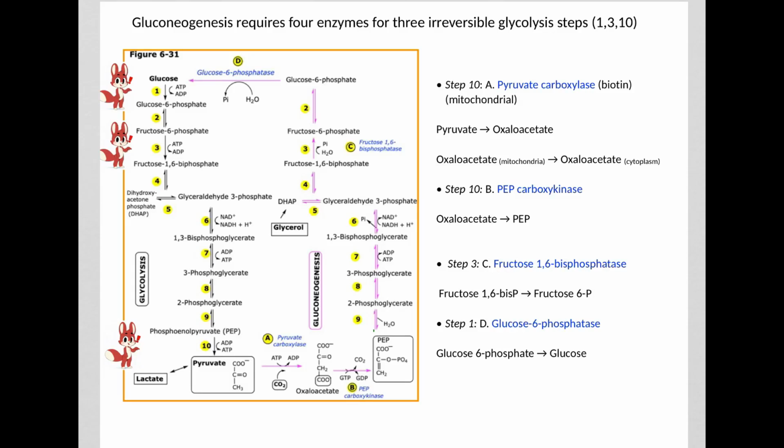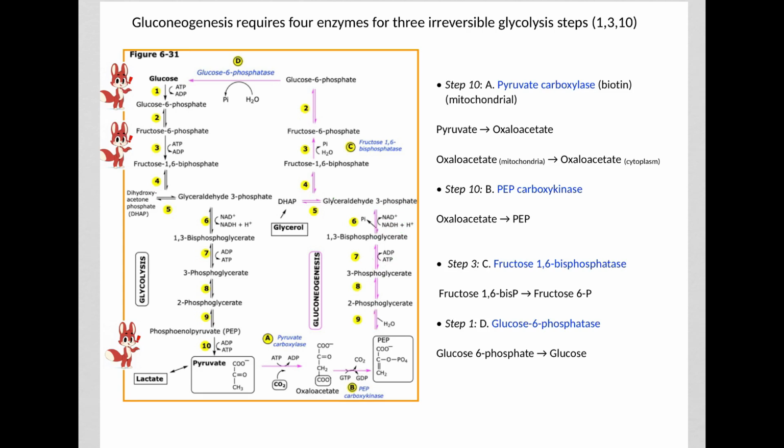PEP is then converted to 2-phosphoglycerate. This is a reversible reaction, so it can go in either direction. 2-phosphoglycerate is then converted to 3-phosphoglycerate. 3-phosphoglycerate is converted to 1,3-bisphosphoglycerate, and once again here we need ATP. And then the 1,3-bisphosphoglycerate is converted into glycerol di-3-phosphate, and for this process we need the reducing agent NADH.